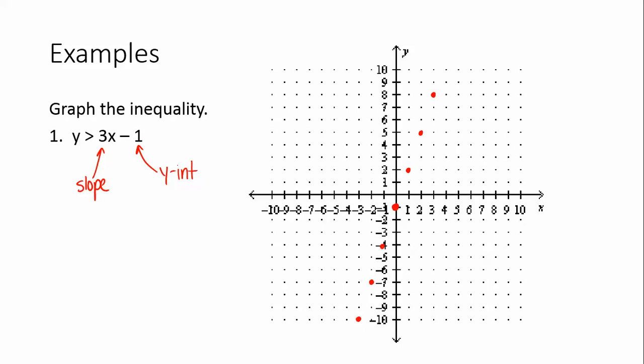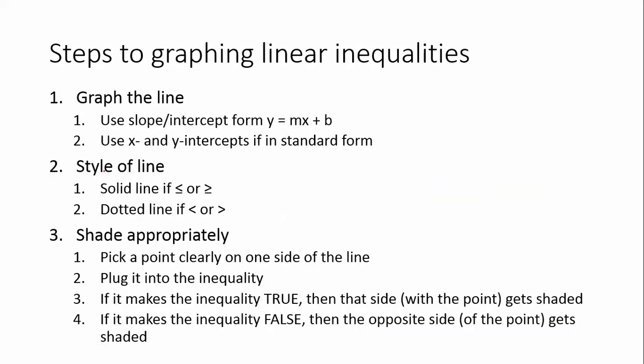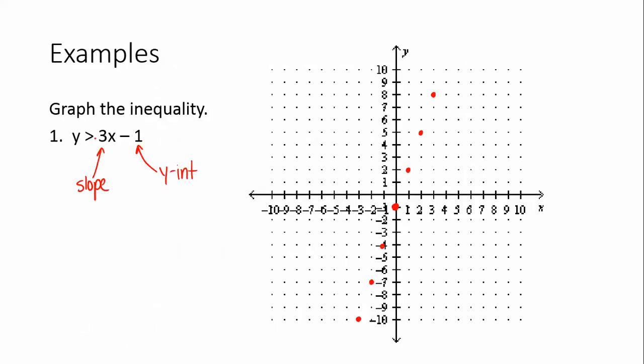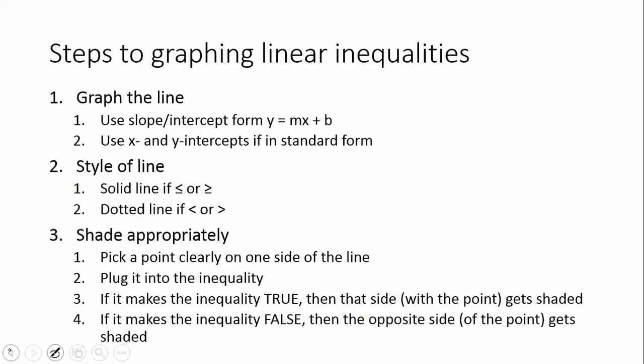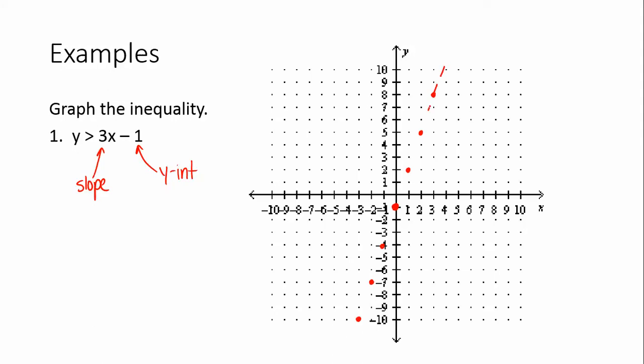But now we need to determine if we have a solid line or a dotted line. So let's go back and look. The style of the line is determined by the symbol in the inequality. We have a greater than symbol, therefore we're going to graph a dotted line. So instead of graphing it straight through, we are going to dot it. And we do that because what this actually means when it's greater than or less than and we dot it, it means that the ordered pairs that make up this line are actually not included in the answer.